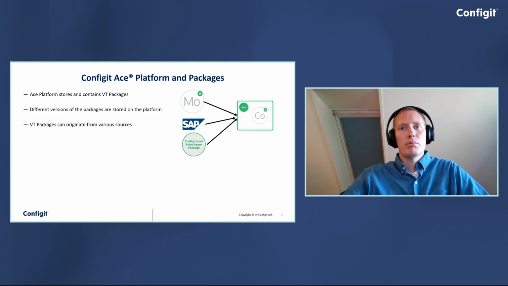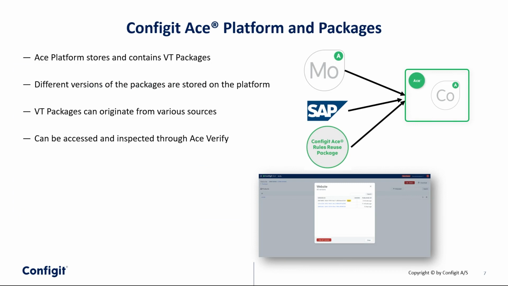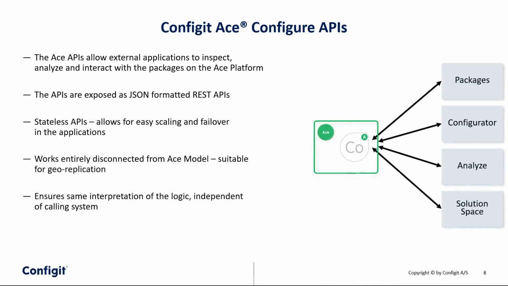And once you have the data on the platform, you can inspect it directly in ACE Verify, as Jesper also showed before. But you can also access them through the ACE Configure APIs. And that's really where we have the interesting parts. Because the ACE Configure APIs are the APIs that allow external applications to inspect, analyze, and interact with the packages on the ACE platform. So through the APIs, you can go in directly and look at what is the valid combination of a certain product under a certain number of selections that the user has made.